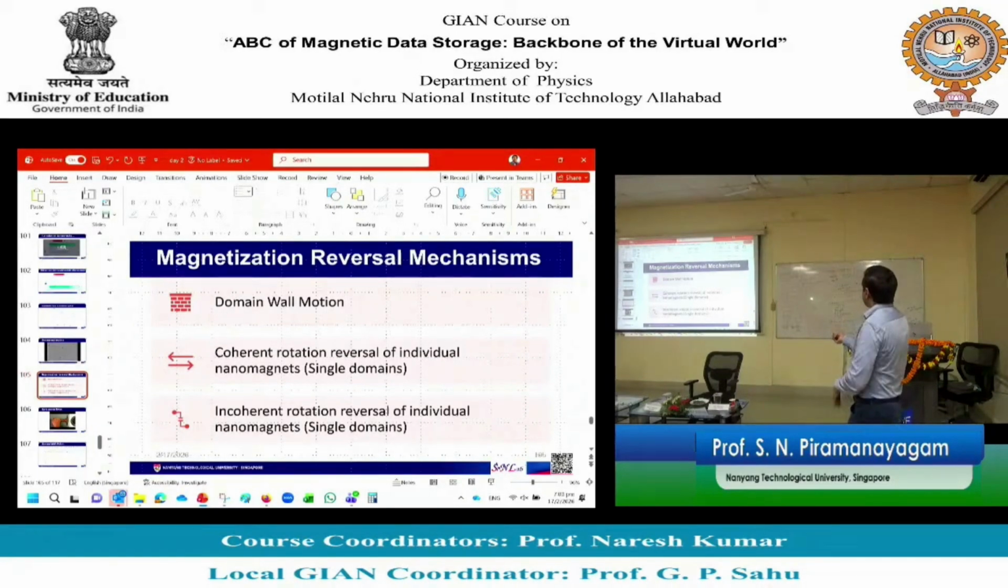Slope will be positive for paramagnetic material, negative for diamagnetic material, and we can also do the temperature dependent susceptibility. Based on the temperature dependent susceptibility, we can distinguish between these three types of magnetic material.